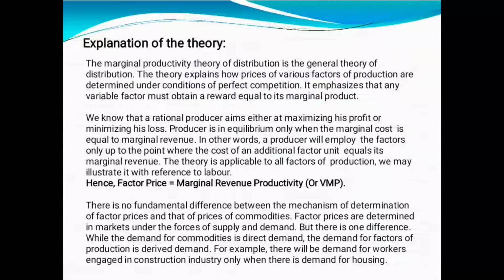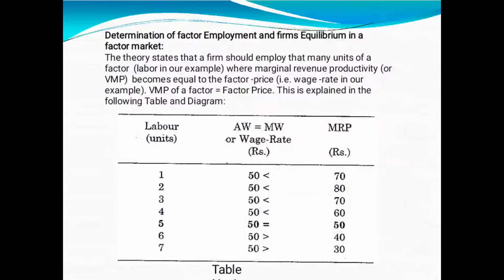We know that the rational producer aims either at maximizing his profit or minimizing his loss. The producer is in equilibrium only when marginal cost is equal to marginal revenue. The factor price is equal to marginal revenue productivity, or VMP. It has been explained in tabular format.